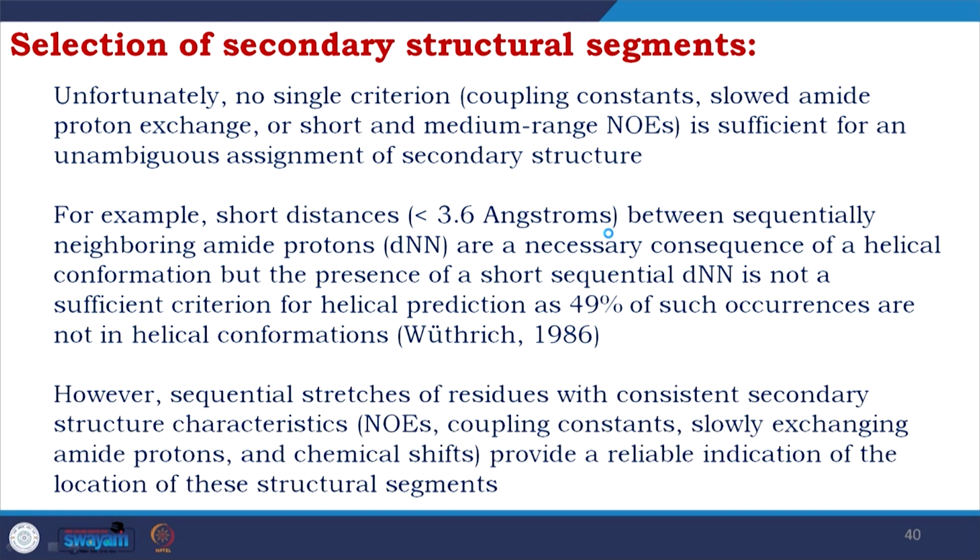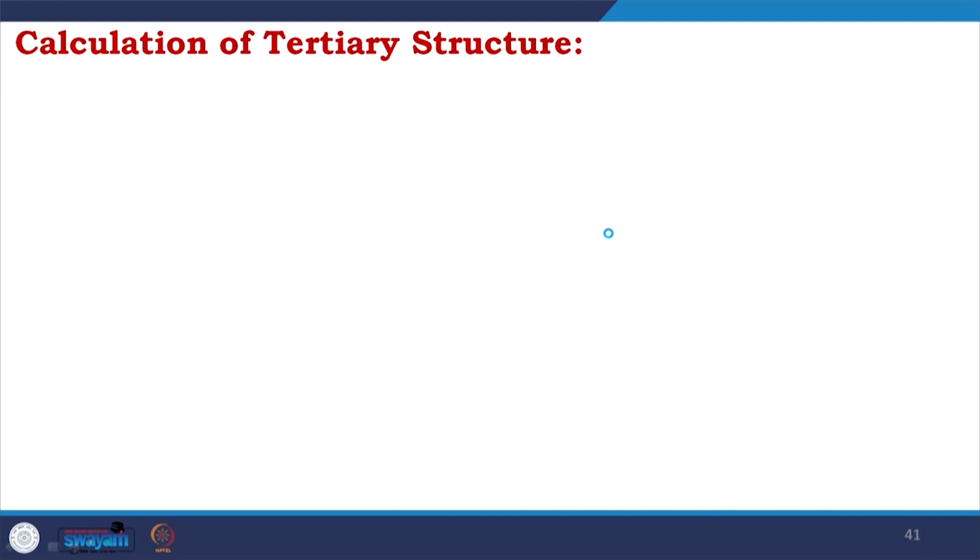However, sequential stretches of residues with consistent secondary structure characteristics, NOEs, coupling constants, slowly exchanging amide protons and chemical shifts together provide a reliable indication of the location of this structural segment. So, it is not the one, but the combination of all the methods which will enable us to do that.